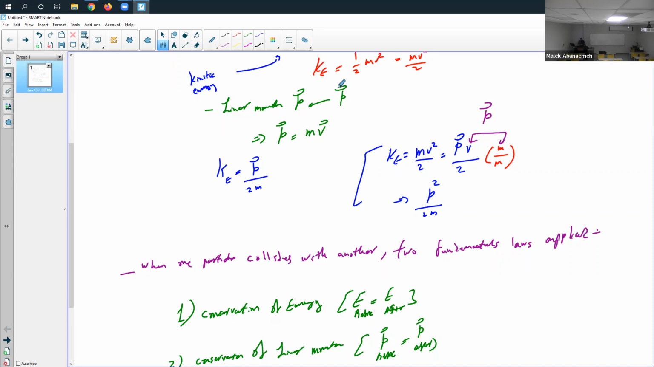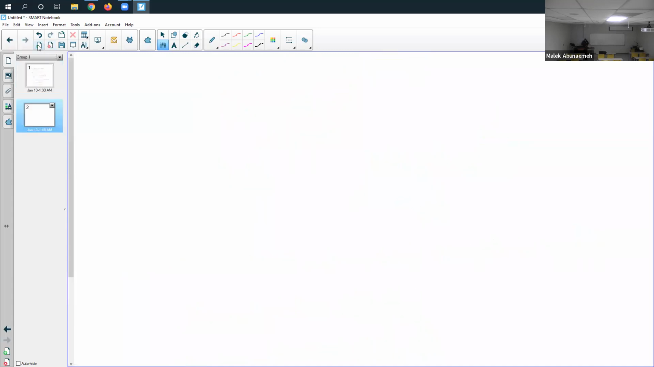So you got a particle that has a mass, that has a velocity, that has a kinetic energy from your mass and velocity, that has a linear momentum. And when one particle collides with another, two fundamental laws apply, which is the conservation of energy, which is the energy before equals the energy after, and your conservation of linear momentum, which is your momentum before is going to equal your momentum after.